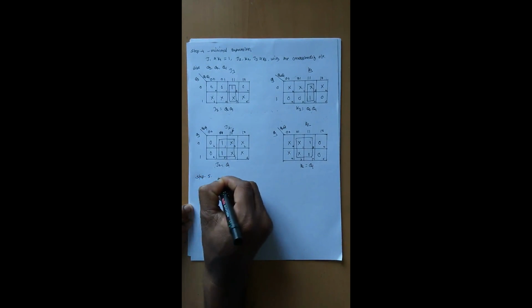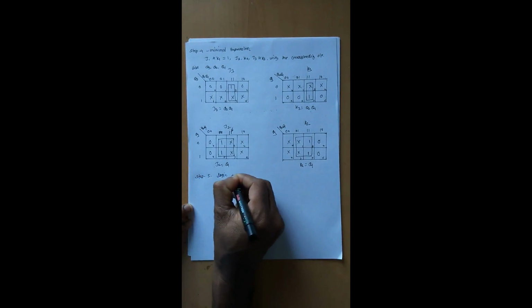So step 5 is a logic diagram. For the logic diagram we have to use 3 JK flip-flops. I will draw the diagram first and I will explain it later.